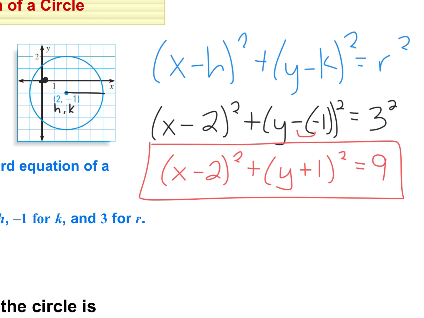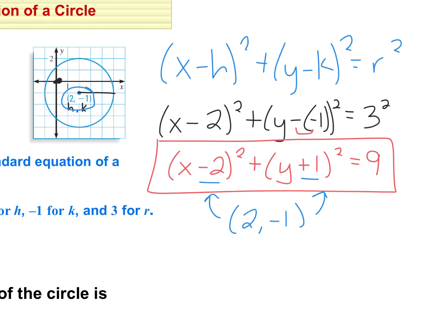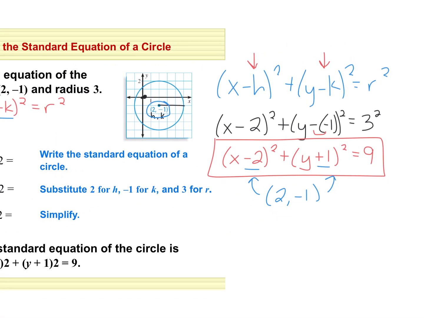What I want you to notice is the difference between our center values here and what they are here. Our center value was 2, negative 1. Now it's negative 2, 1. They're the opposites, right? The opposite of 2 is negative 2. The opposite of negative 1 is 1. So in our equation, it wants the opposites of the h and k. Again, that's if the origin is not the center of the circle.